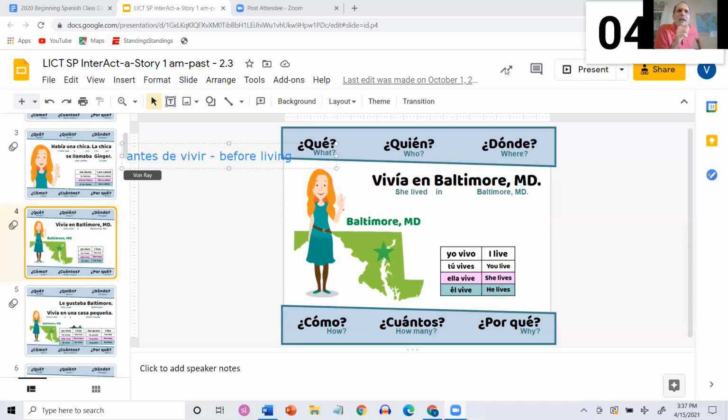Pam, pregúntale. Tasha, what does pregúntale mean? Ask her. It's a command, right? Pregúntale a Ginger si le gustaba vivir en Dakota del Sur. Sí. Ginger, ¿te gustaba vivir en Dakota del Sur? Me gustaba vivir en Dakota del Sur porque hacía frío.